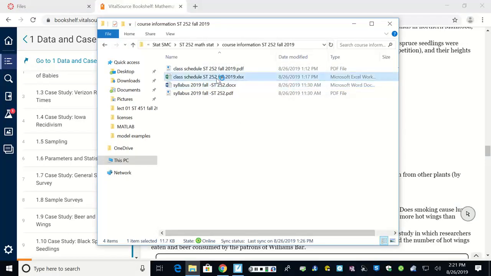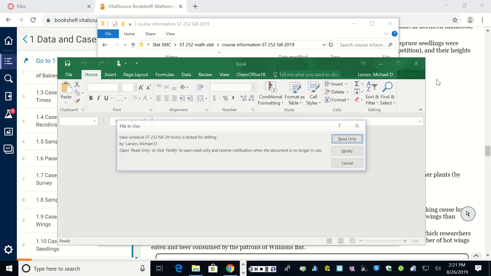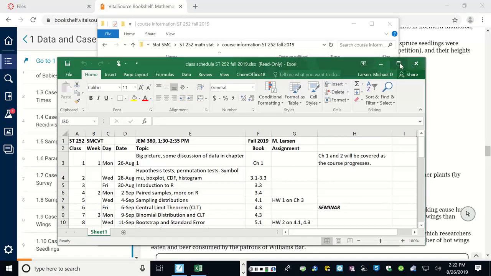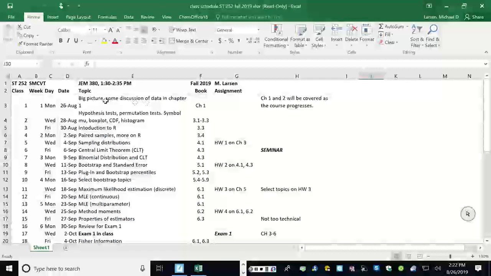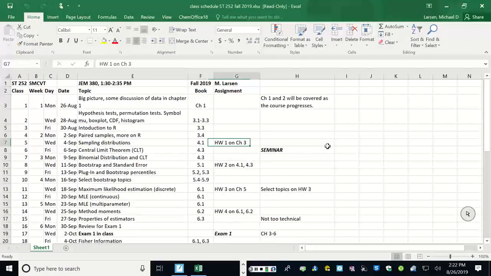The class schedule that you have a copy of, I'll fill in a little bit more of that. Yeah, you can hand those out. I just want to point out a couple of things here. Some of the dates for the homework are pretty much set.